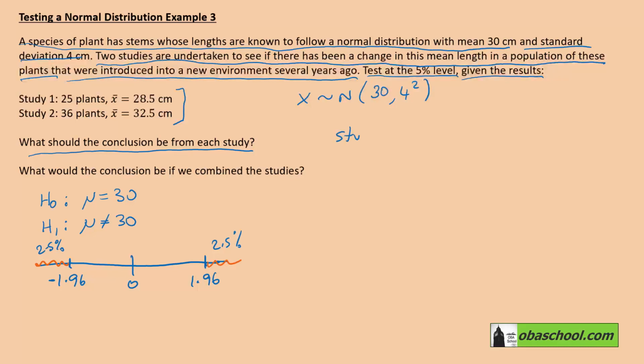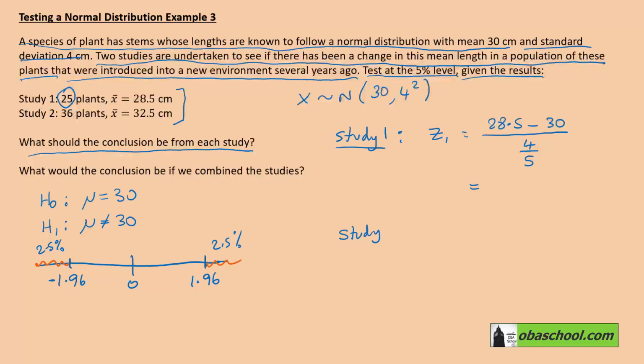So if we look at study 1, the test statistic for that one, let's call it Z1, would be 28.5 take away 30 divided by 4, and for this study they took 25 plants, so the square root of 25 is 5. So we can work out that test statistic.